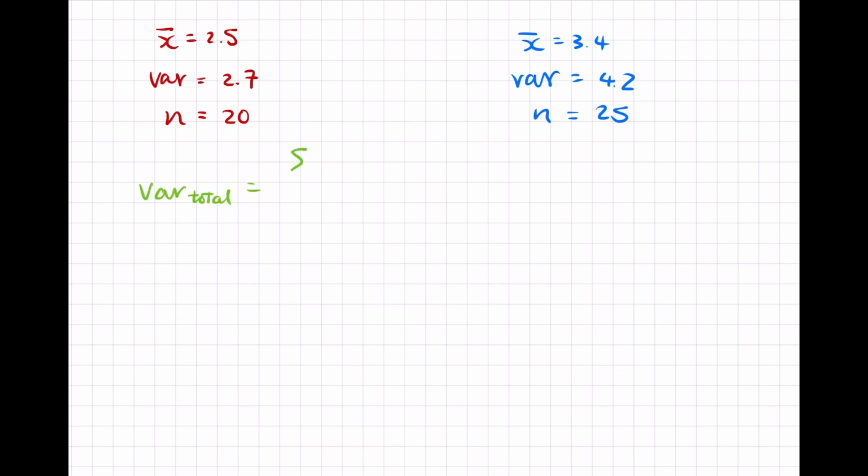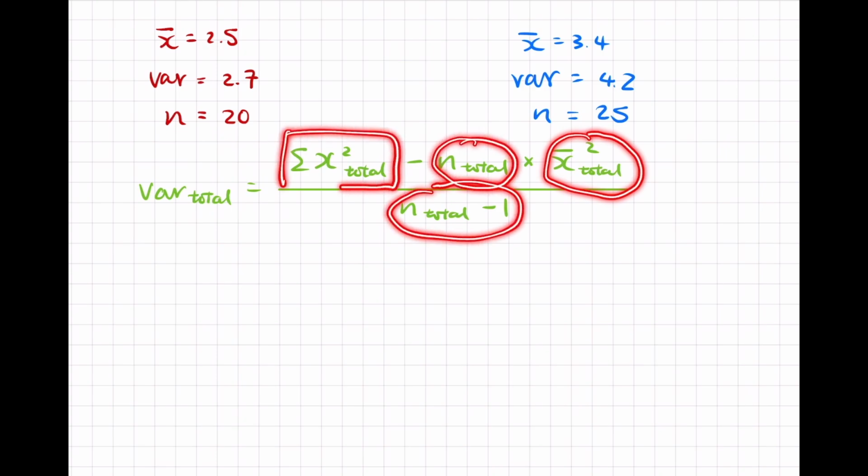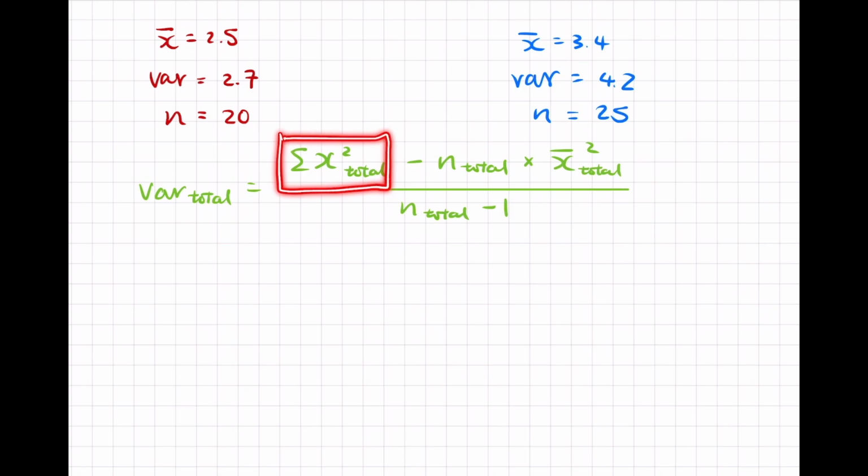The formula is sum of x squared, that needs to be the total sum of x squared, take away n, that needs to be the total number of n, times the total mean squared, all over total n subtract 1. We have just worked out the total mean. We now know the total n. Therefore, the only thing we need to find out is the total sum of x squared. But we also know total sum of x squared equals sum of x squared of the first set of data add sum of x squared of the second set of data.